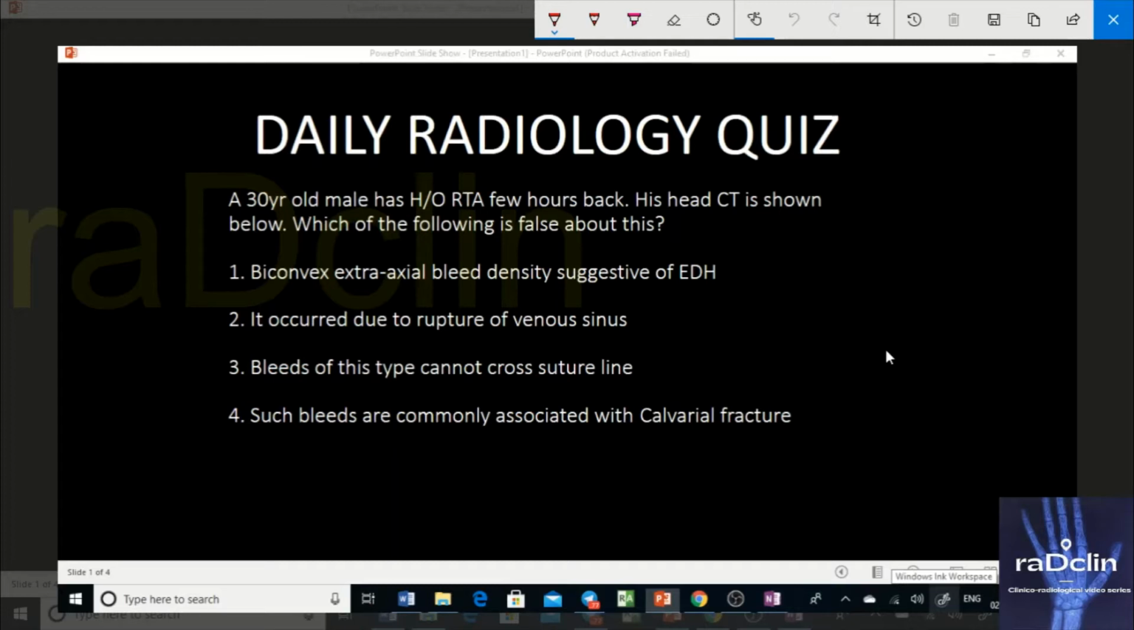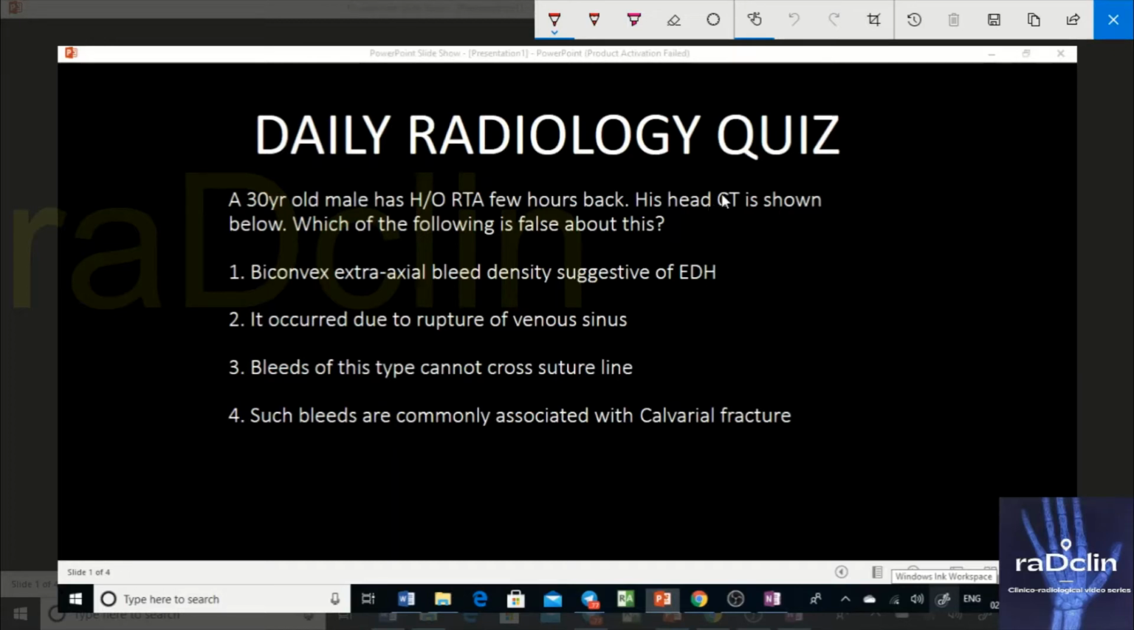So just look at this image and this question. This question is: a 30-year-old male who has a history of RTA a few hours back, and his head CT is shown below. Which of the following is false about this? So we have a patient who has a history of RTA a few hours back, and now we have a CT image of this patient. Preferably NCCT becomes the investigation of choice in a patient who is a case of head trauma.